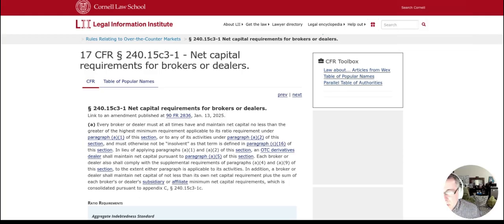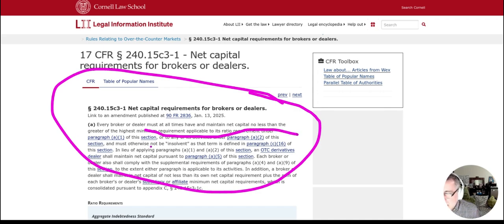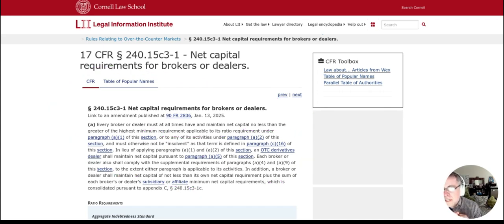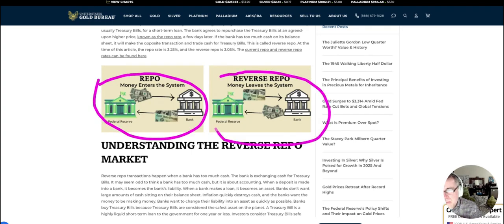And it's very important because under the net capital rules for broker-dealers, you have to have at least the minimum net capital at all times. So you can't be short. And if you are short, you got to do something about it right away, which is where these repo transactions come in. So when the Fed is sending out money and bringing in treasuries, that's a repo. And when they're selling treasuries and bringing in money, that's a reverse repo.